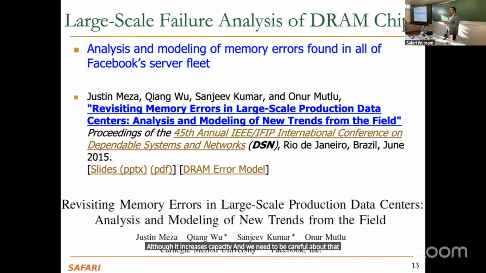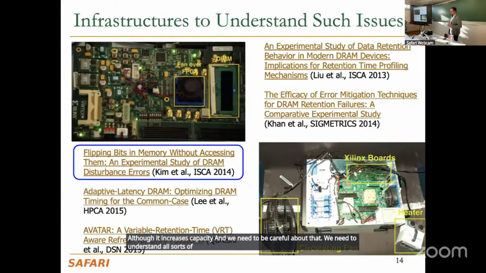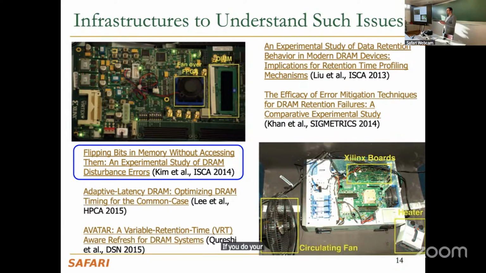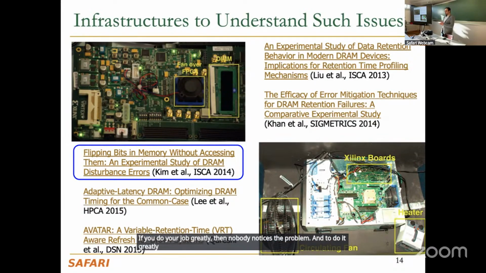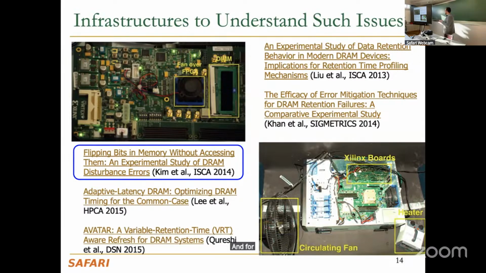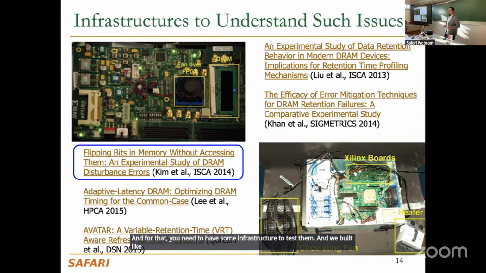We need to understand all sorts of failures, and that's where the infrastructures to understand such issues come in. This is a field where, if you do your job greatly, then nobody notices the problem. To do it greatly, you need to find out the problems, the robustness issues in your chips, before they actually affect systems widely. For that, you need infrastructures to test them, and we built several different infrastructures over time for different purposes.